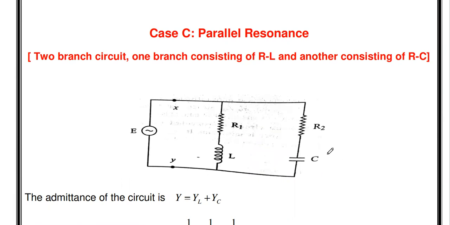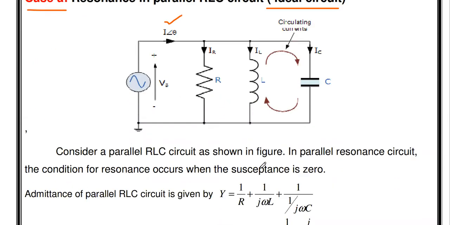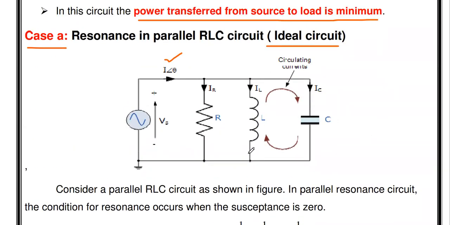In order to indicate the power loss of the capacitor, we use one small resistance R2 connected in series with the capacitor. So this is also one of the parallel LC circuits. So there are three different types of parallel LC circuits, and we are going to derive the resonant frequency for these three. First we will take the ideal parallel RLC circuit. So you just draw the diagram first.